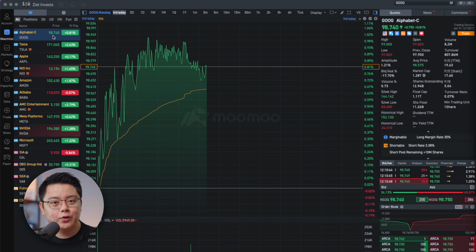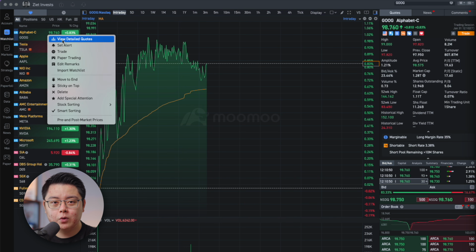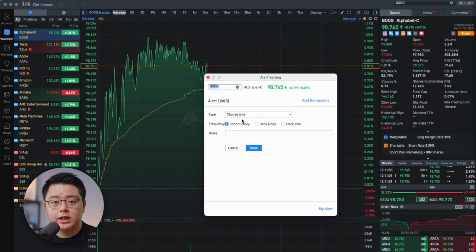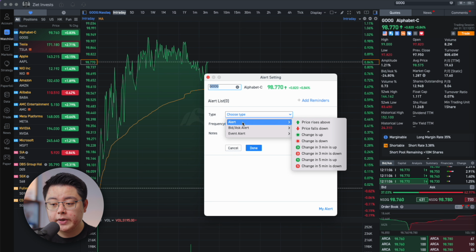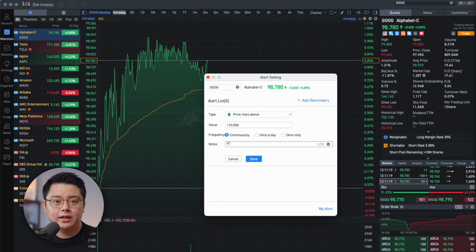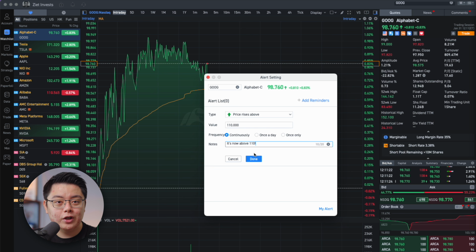And pro tip here, you can actually right click any stocks in your watch list to do a bunch of things here. But the most useful thing here is to actually set an alert. So for example, if I want to set up a reminder for this Google stock when its share price rises above $110, add a note for whatever that you want to remind yourself, then click done, and bam, that is all you need to set an alert.